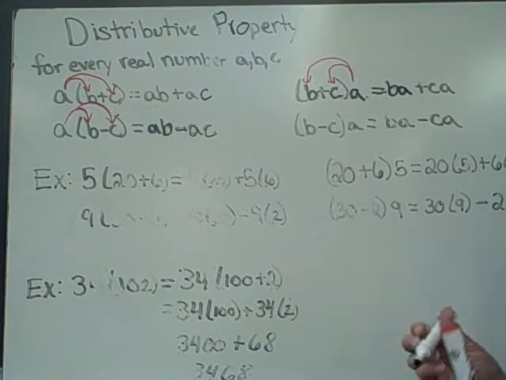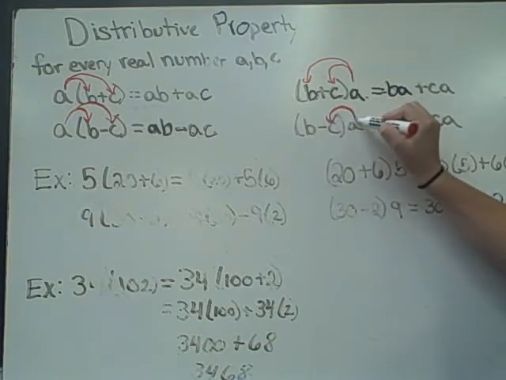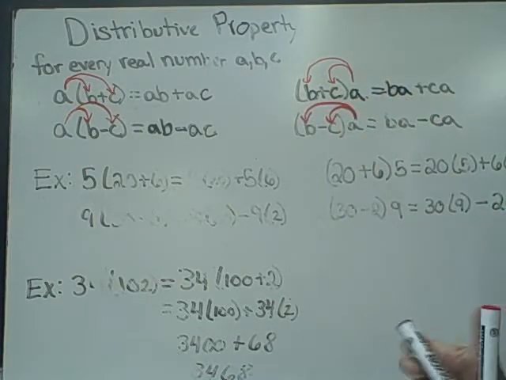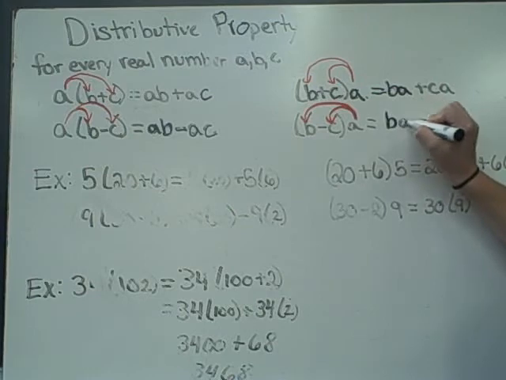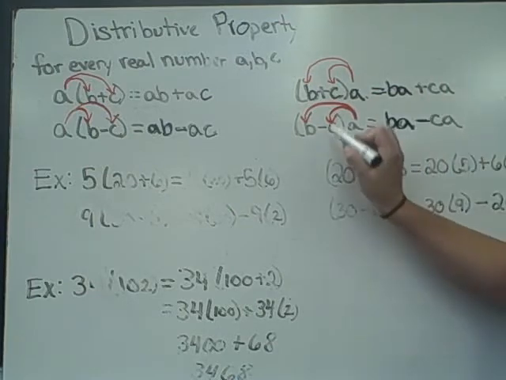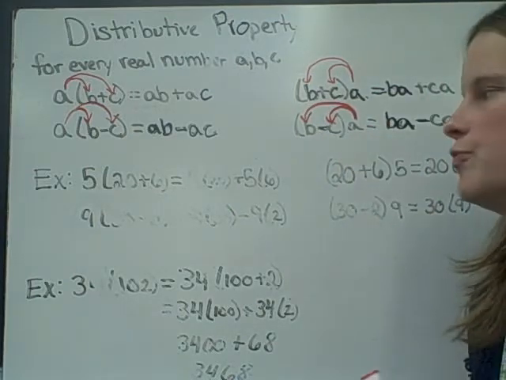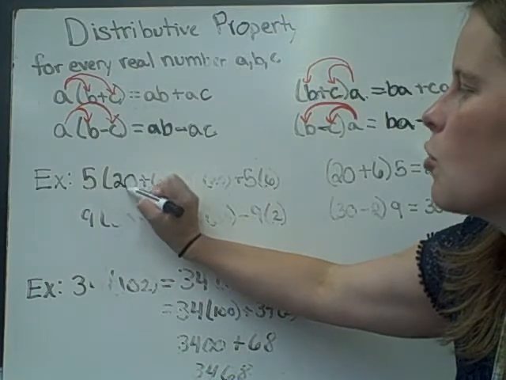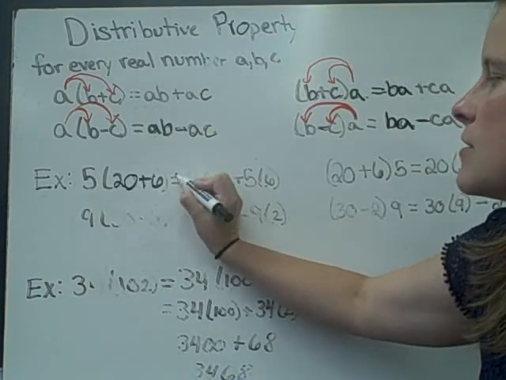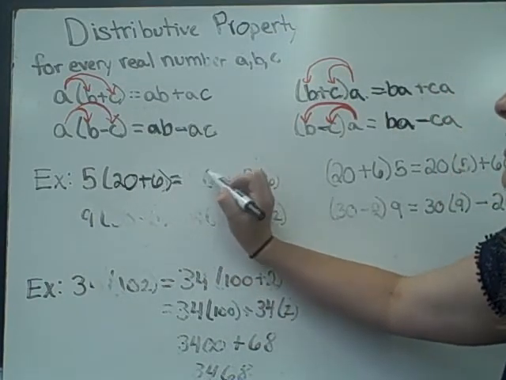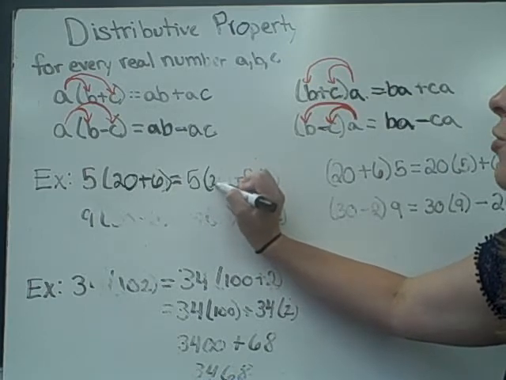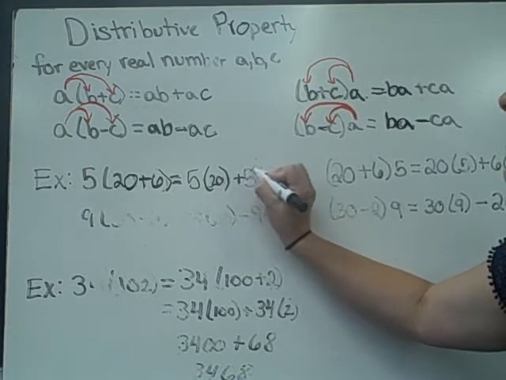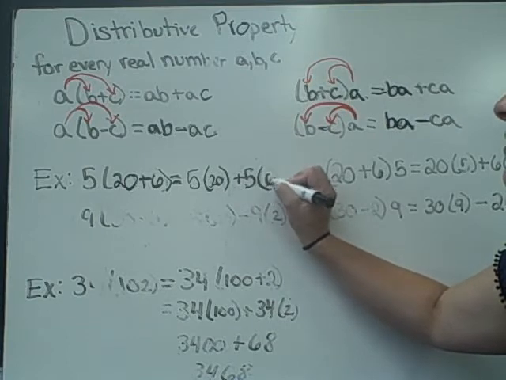Okay. Same thing with the minus. You would have to distribute it inside the parentheses, and you would end up with BA, and then this time it would be minus CA because there's a minus in here. Okay. So let's look at some other examples. We have 5 times 20 plus 6 in parentheses. This is the same thing as saying 5 times 20 plus 5 times 6.